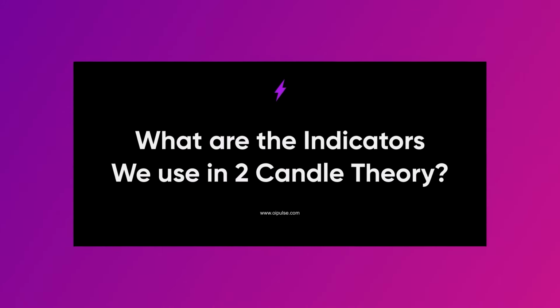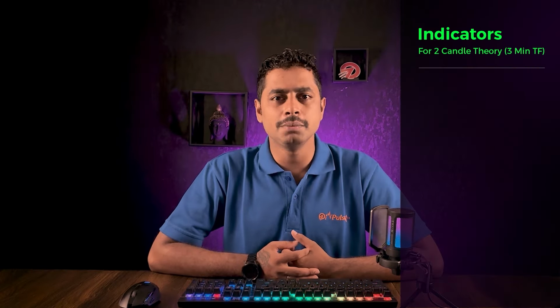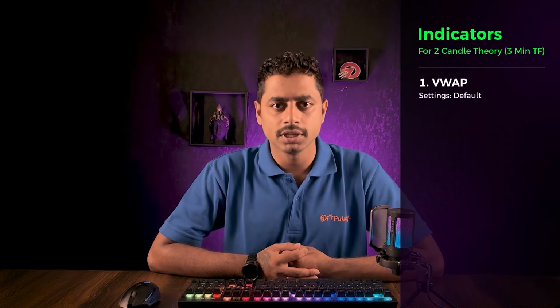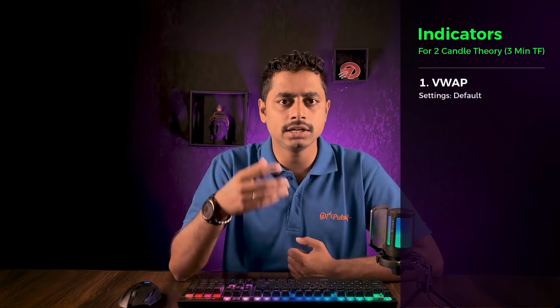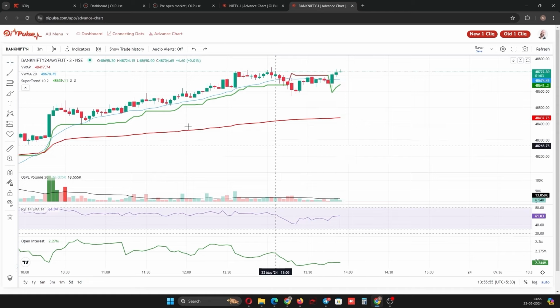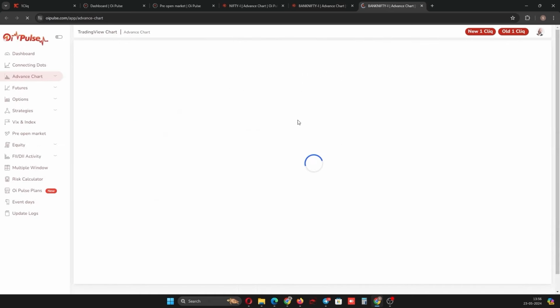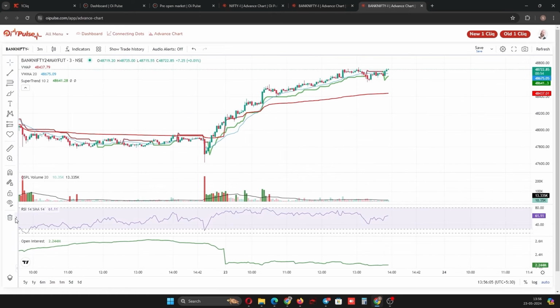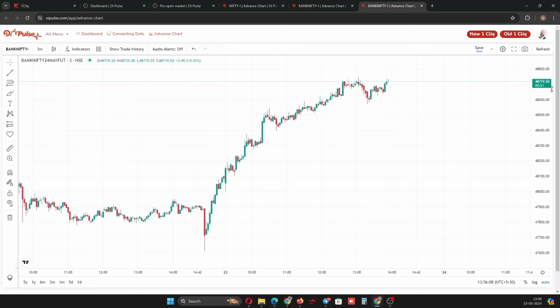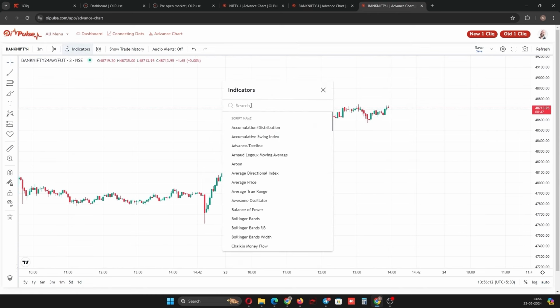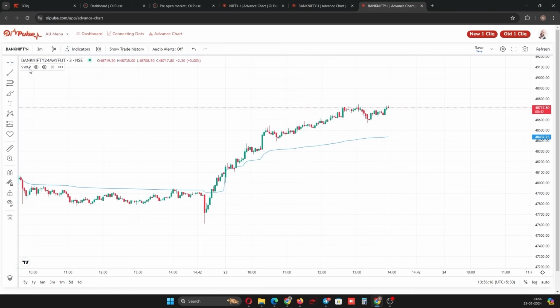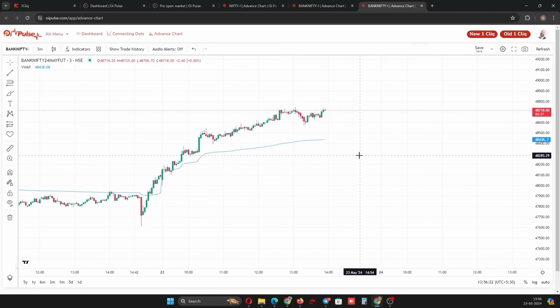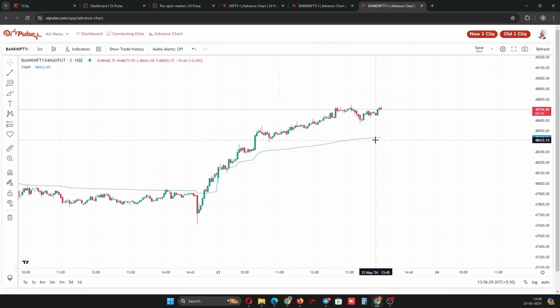What all indicators do we use in two candle theory? First and foremost, the very important indicator which we use is VWAP. For VWAP, there are no settings. You can directly log in and add a VWAP indicator. For example, log into your Vipulse and open an advanced chart. Once you click advanced chart, it will by default open with VWAP, super trend and other things. For now, we will remove all the indicators. The plain chart would be like this. I'll add a VWAP. This is the default VWAP, there are no settings in it. In indicators, if you select VWAP, automatically it will open like this. So this is the first indicator which we will be using.